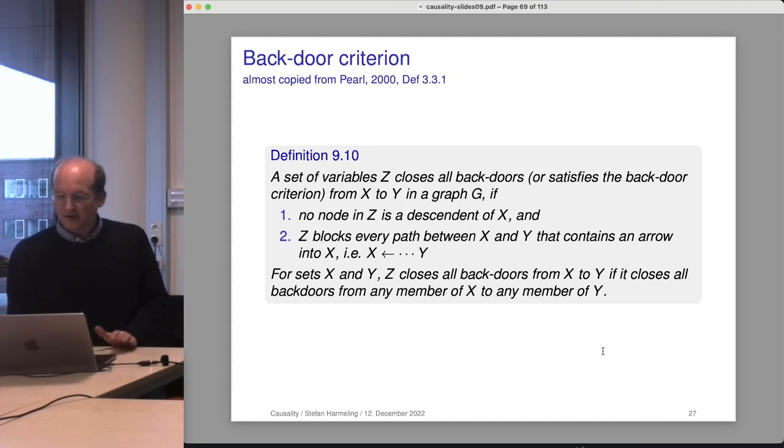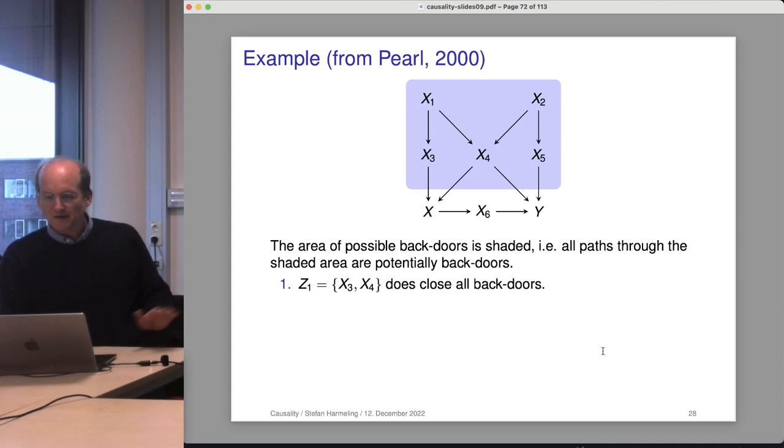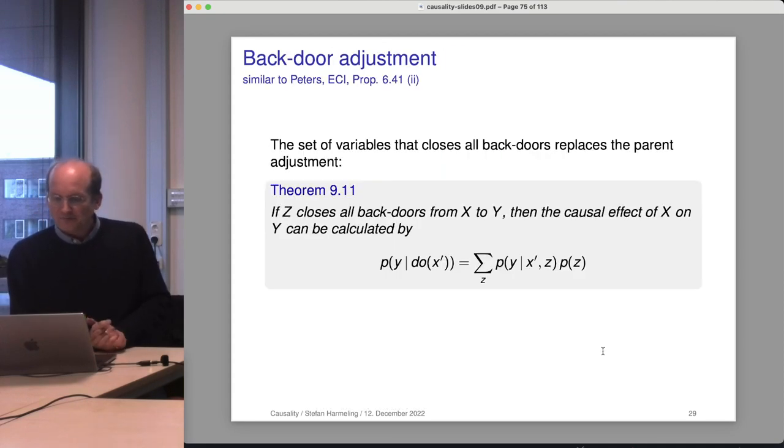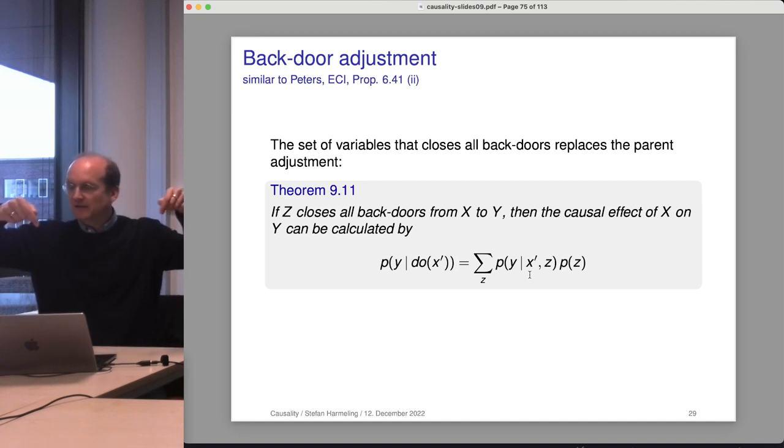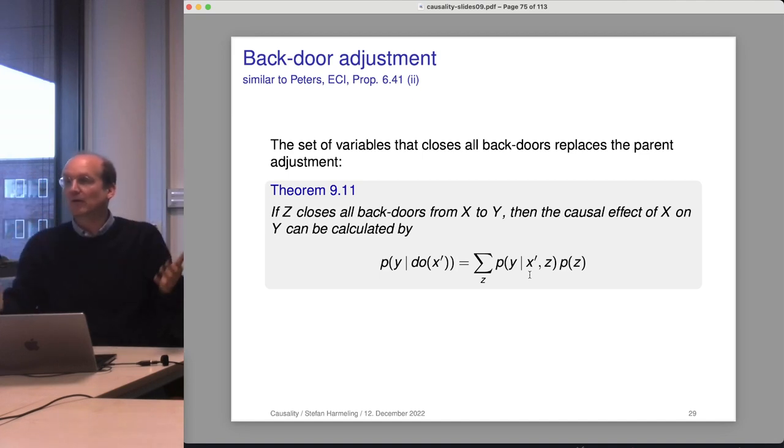So first of all, let me first show you what we get. So if we have a set of variables Z which closes all backdoors, whatever that means, that is a graphical criterion, then the causal effect can be calculated with our adjustment formula. And intuitively, of course, the parents, they close all backdoors, right? Because they are all incoming edges to X, and if I observe all parents, I'm closing all the backdoors. But maybe sometimes there are variables that don't open a backdoor to Y, and those can be omitted.